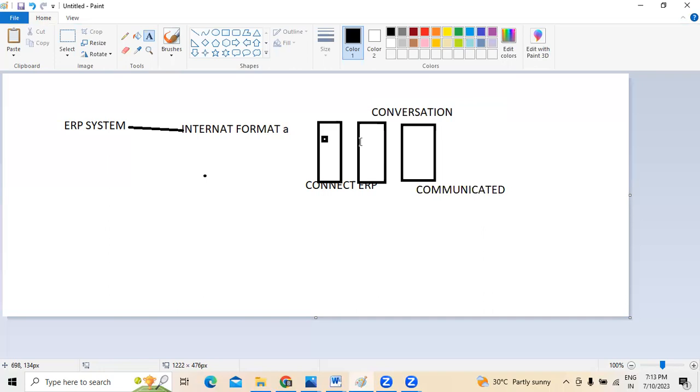Okay, so the ERP system you're talking about is from the provider point, maybe. From the provider ERP system, with this internal format, we have to connect the ERP and then go for the conversation and communication. This is all from the payer point of view.